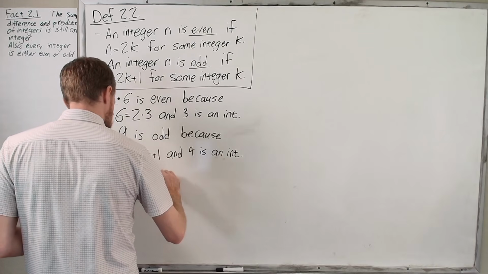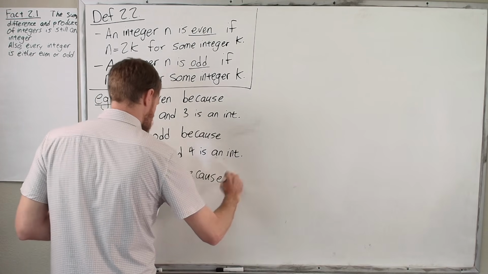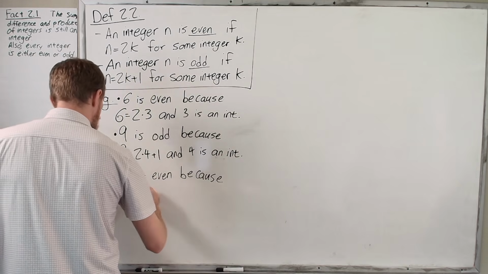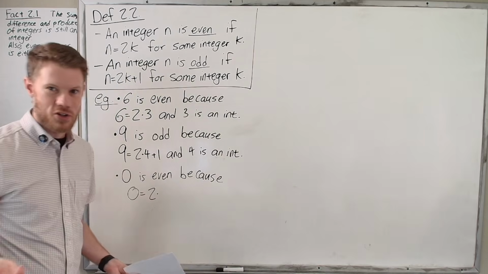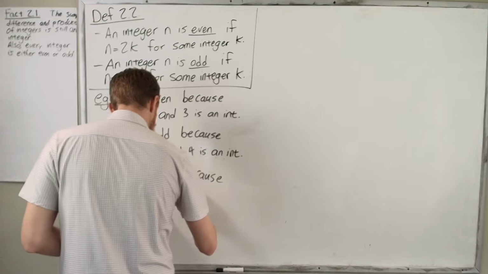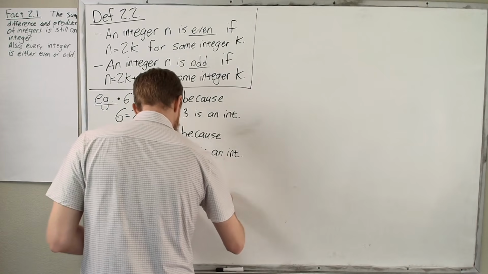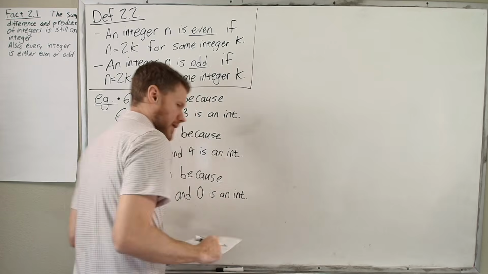So 0 is even because it satisfies the definition. Because 0 equals 2 times which integer? 0. 2 times 0. And 0 is an integer. Okay.